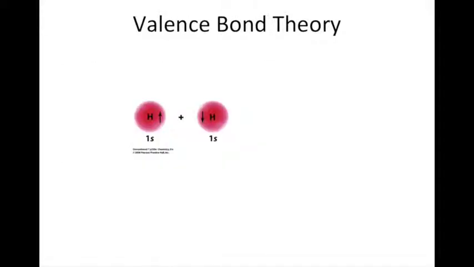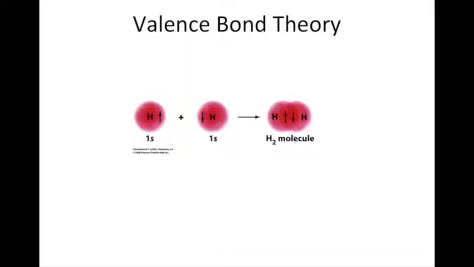So let's take a look at a couple of illustrations. Let's take a look at two hydrogen atoms. Here we have a 1s atomic orbital for each hydrogen atom, and each hydrogen atom contains an unpaired electron. You can see they have opposite spins. When these two hydrogen atoms form a covalent bond, we of course form an H2 molecule.